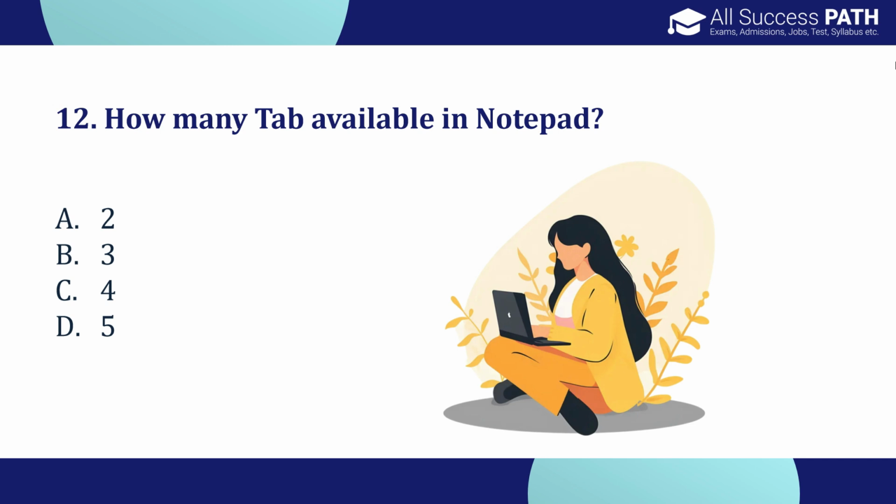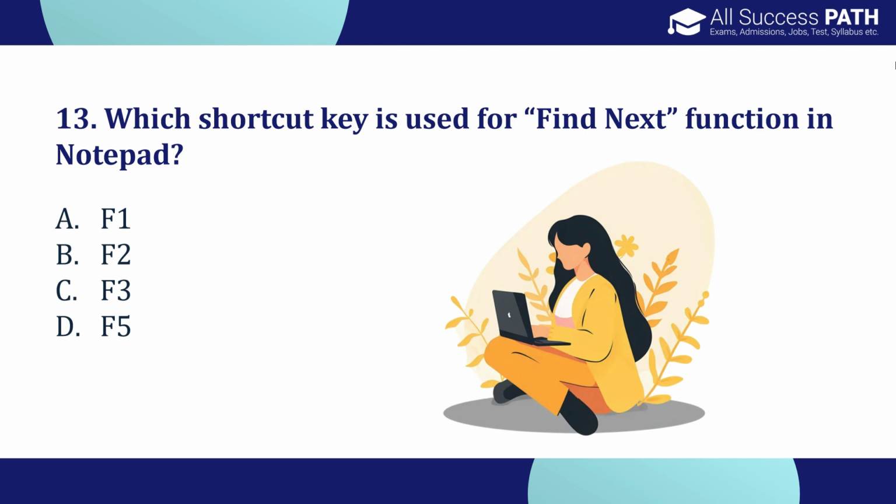Question 12. How many tabs are available in Notepad? The options are A. 2, B. 3, C. 4, and D. 5. The correct answer is D. 5. Question 13. Which shortcut key is used for the Find Next function in Notepad? The options are A. F1, B. F2, C. F3, and D. F5. The correct answer is C.